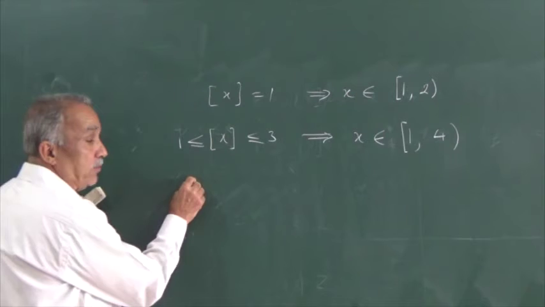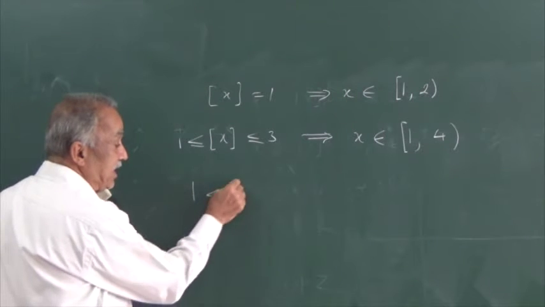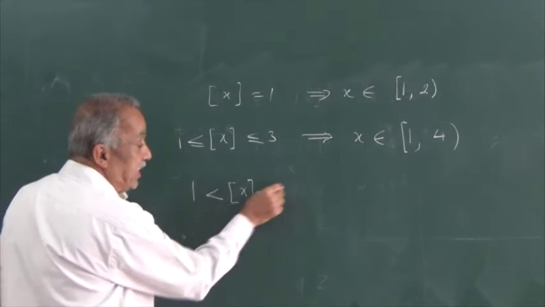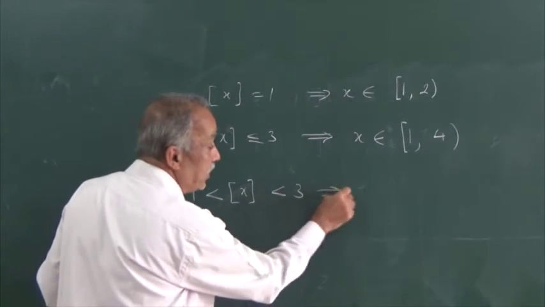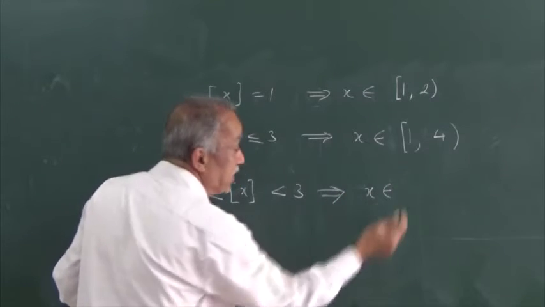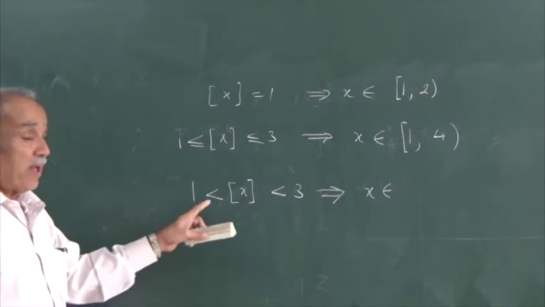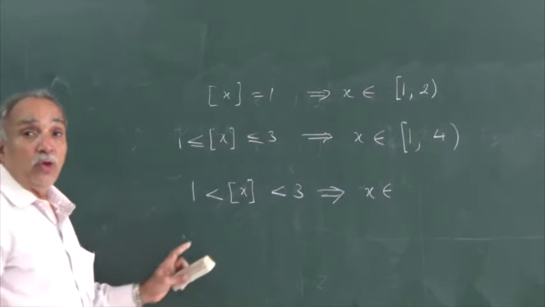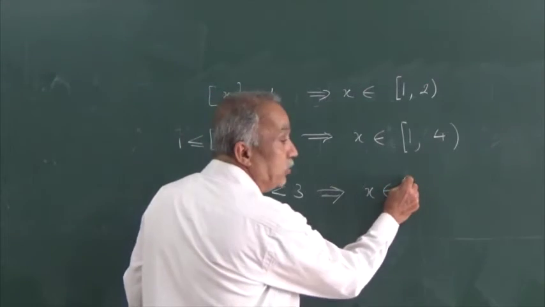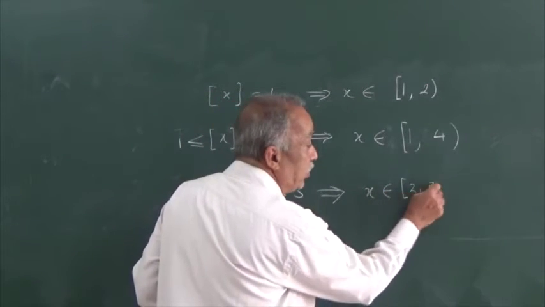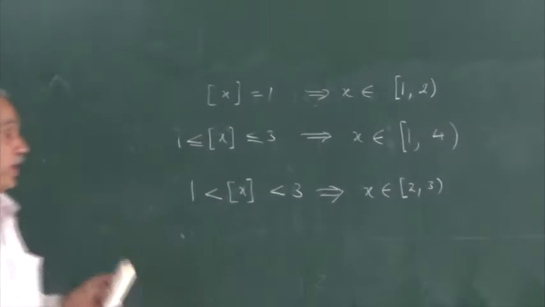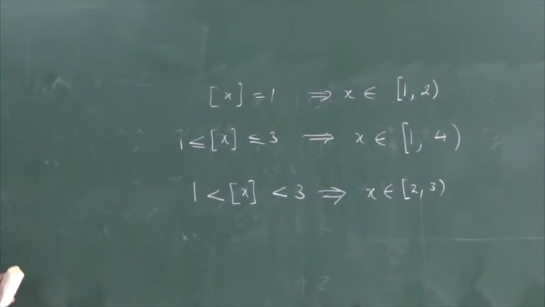What is the meaning of saying 1 is less than integer part x is less than 3? It means integer part x can be only 2 now, therefore x's value must be a number between 2 and 3, 3 excluded and 2 included.